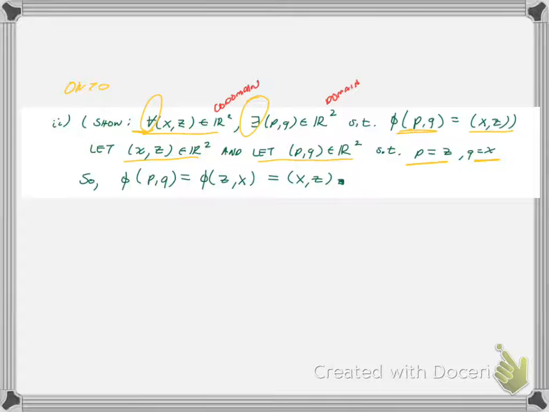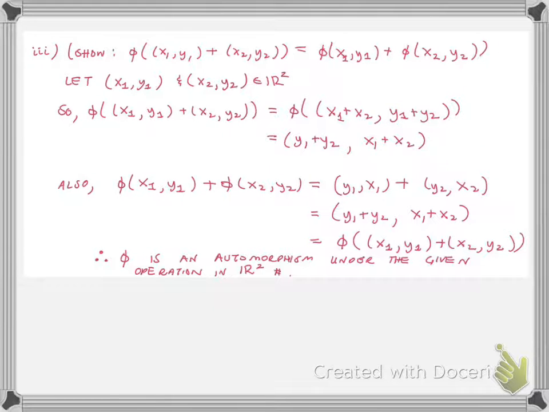And then phi of (p, q) equals phi of (z, x) if we substitute in our values. And by our definition of our phi, that equals (x, z). Okay. Therefore, it's onto. All right. Moving on to the homomorphism property.